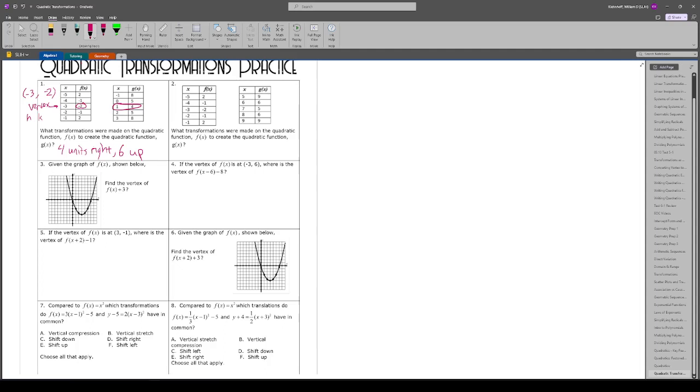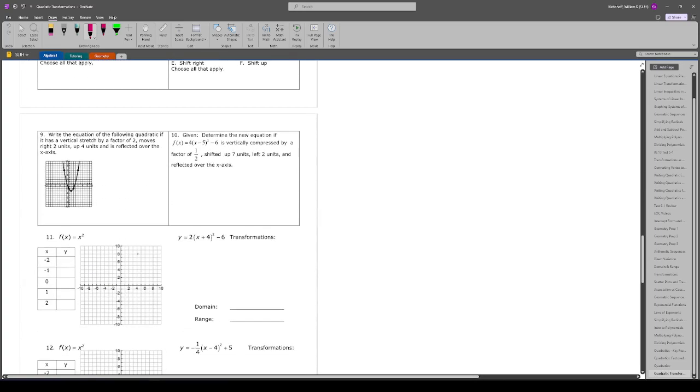The graph, we have this graph with a vertex here, and they're asking how the vertex will change with this transformation. I feel confident that you can answer that one. If the vertex of f of x is here, where is the vertex of this one? I think that what we just did in number 1 will allow you to answer that. Just remember that this is -h and k, and that we're transforming the original vertex using those values.